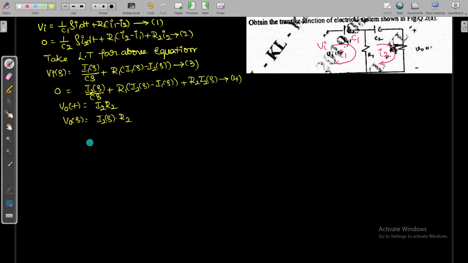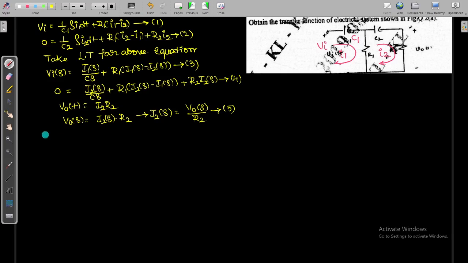So this is another equation we can write. So what you have to do? Let us see. First, if I convert equation number 3 into I2 of s, then I can replace this I2 of s. From this, I2 of s can be written as V0 of s divided by R2. Let us call this equation number 5. Now let us eliminate I1 of s from equation 3.